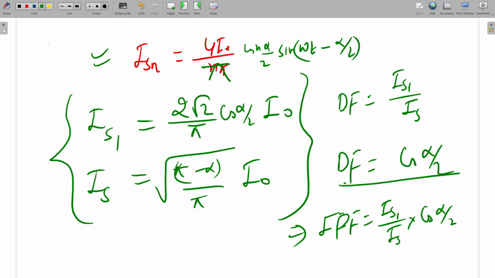Is it clear? In the last class, I will make a table for all the configurations, like single phase and three phase, all summarized in one place. Then it will be more clear.